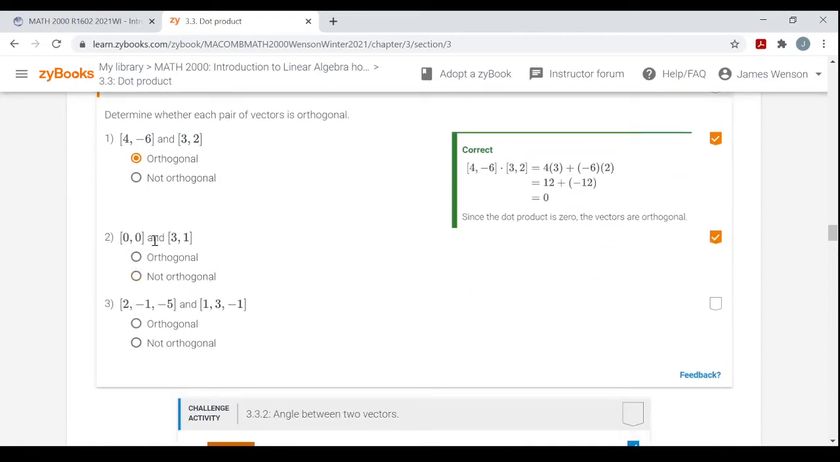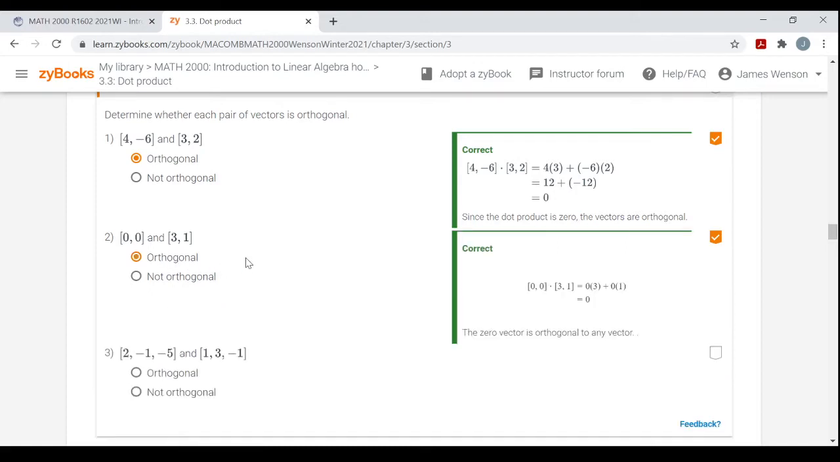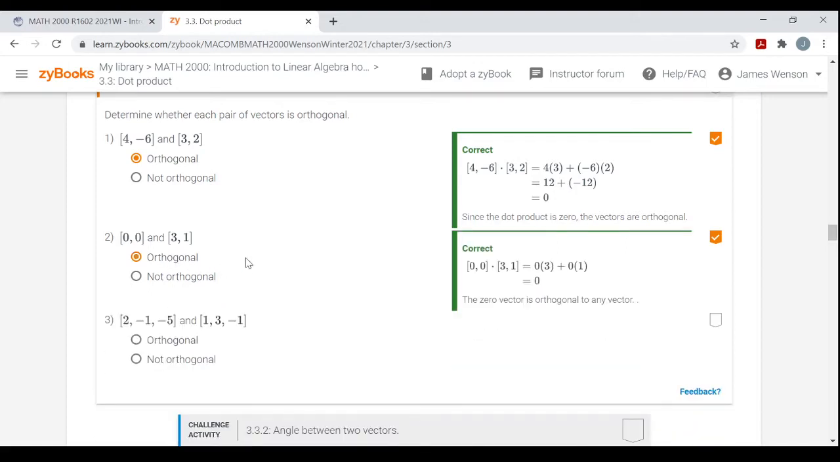Now here's a key point to make. If one of the vectors is the 0 vector, a vector with all 0 components, then it doesn't matter what the other vector is. As long as it has the same number of components, they'll be orthogonal. The 0 vector is orthogonal to any other vector because their dot product will be 0. And I'll leave the last one to you.